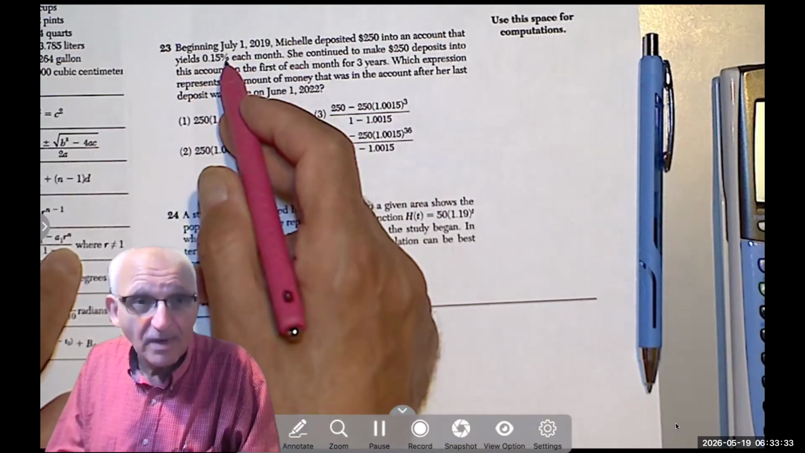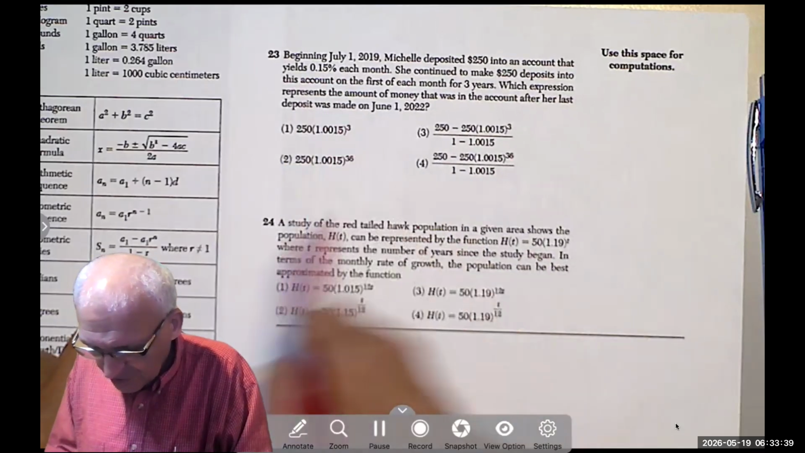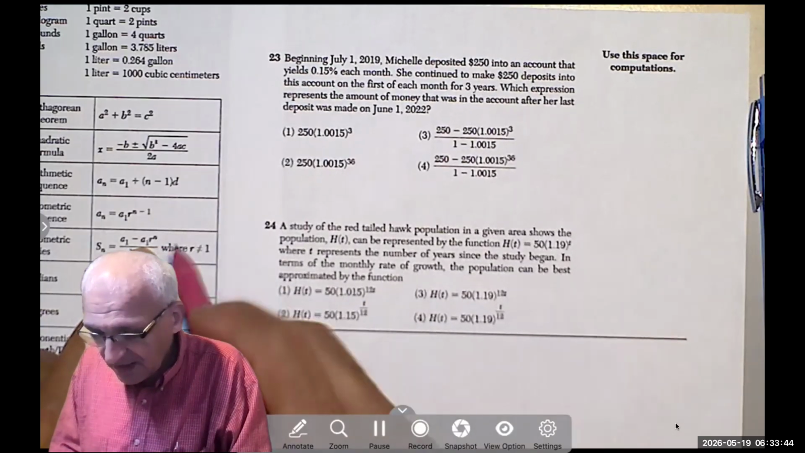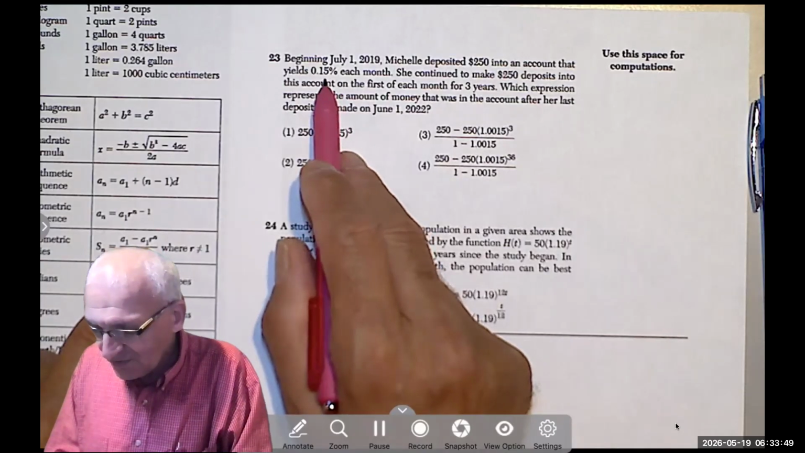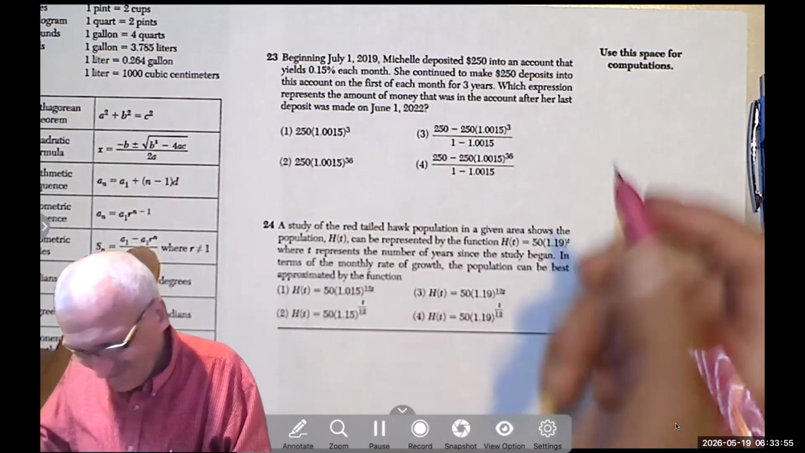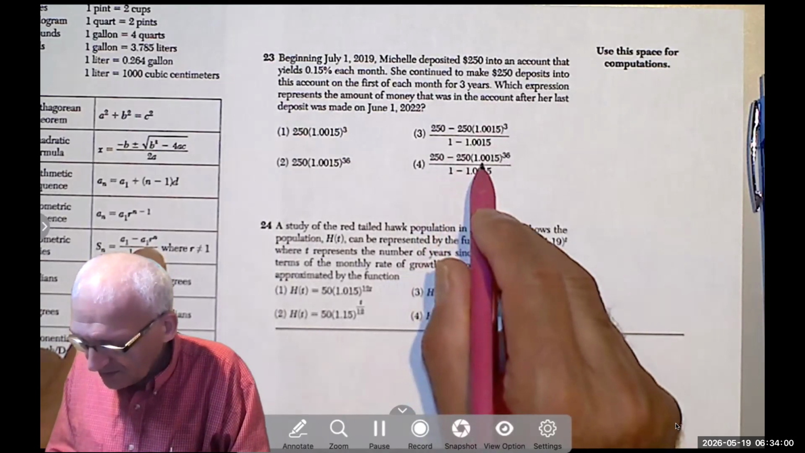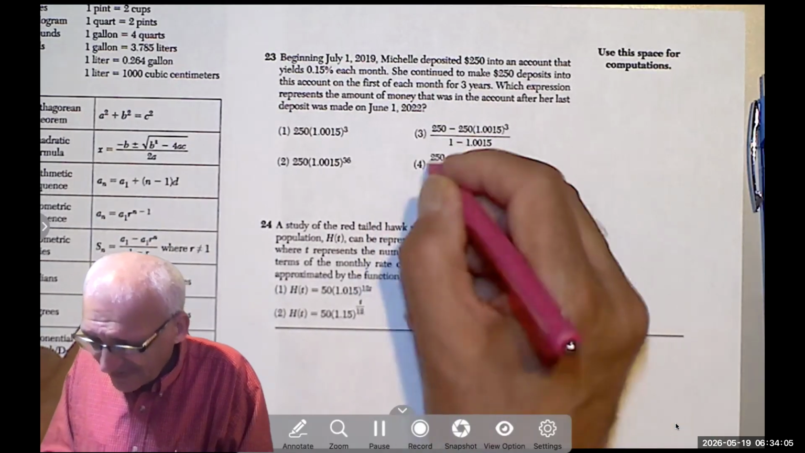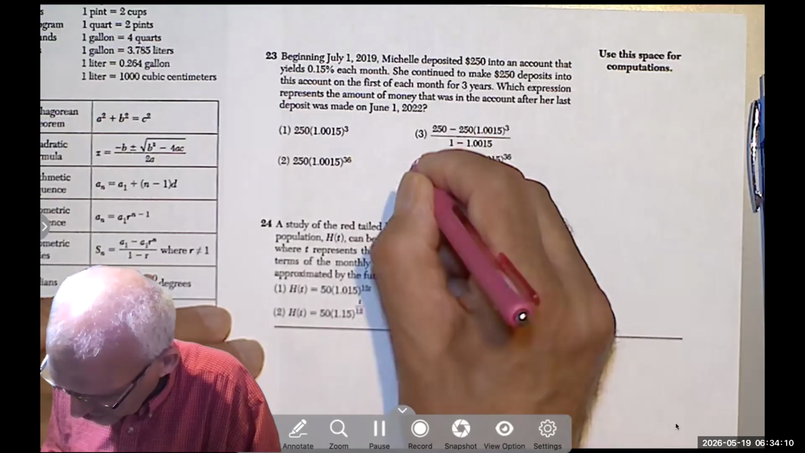They give it to you monthly, not annually, over 1 minus that, so this to the n. And n here is 36, not 3, because this is a monthly payment, not an annual payment, right? So 3 years resulted in 36 months, not 30. So it's this one: 250 minus 250 times 1.0015 to the power of 36 over 1 minus that. In fact, you can write it as a series, and you should know the sum of a geometric series, but that's it.